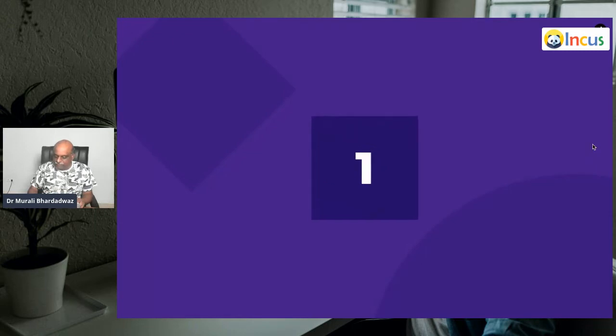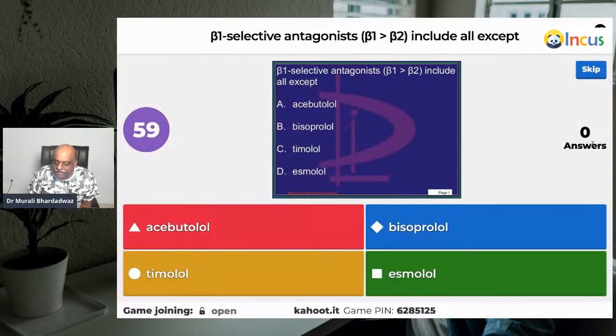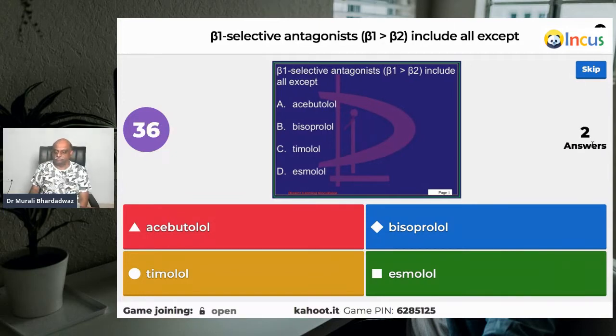3, 2, 1. Beta-1 selective antagonist. Which one is beta-1 selective antagonist? Include all except. It's a very standard MCQ. You should know everything about the beta blockers classification, doctor, if you want to crack a top rank in tomorrow's NEET PG.